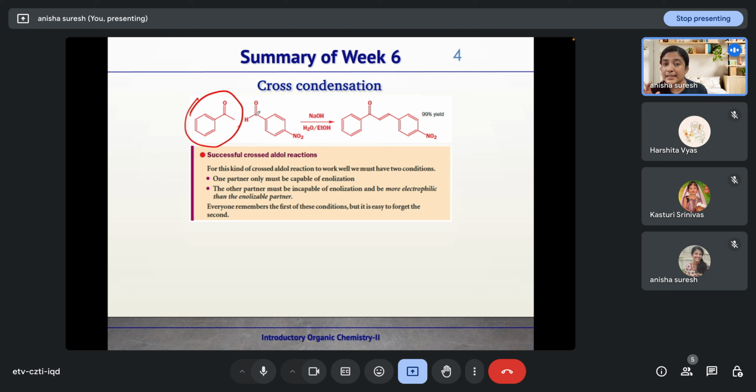group, making the center more electrophilic, so that the enolate will attack it at a faster rate compared to that of the self condensation.